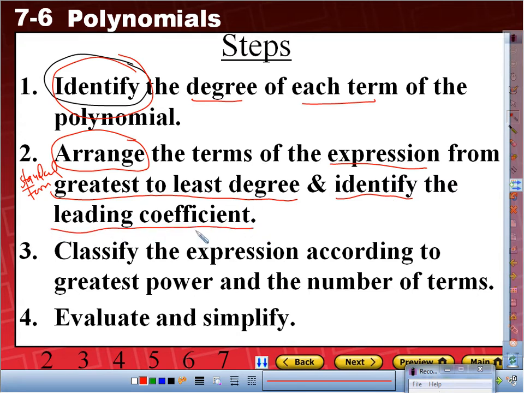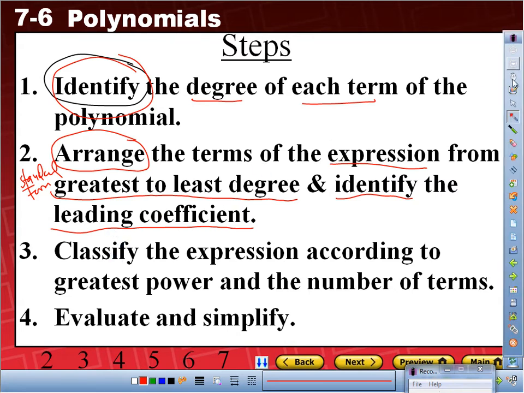What do we say a coefficient was? The number that multiplies the variable. Are we there so far? Today, we're going to do the last two steps, classify and evaluate. Classify means naming the polynomial. What is the name of the polynomial?